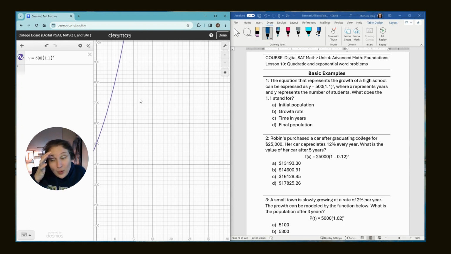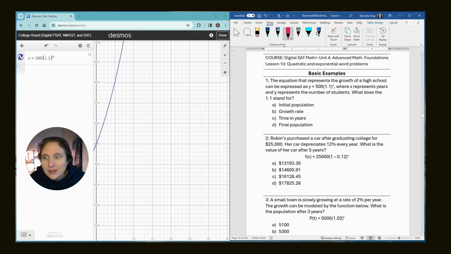So what does the 1.1 stand for? You didn't need to type it in, but it's still important to look. So we know that we have growth. It tells you that X represents years, so it's not this. Y represents how many people are at the school, so it's not this one. So we're either at the initial population or the growth rate.